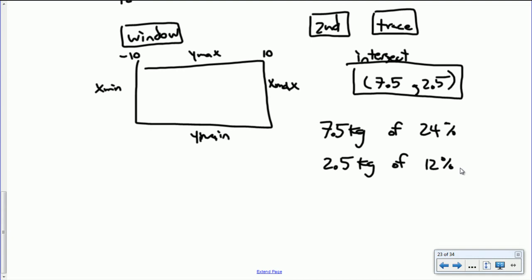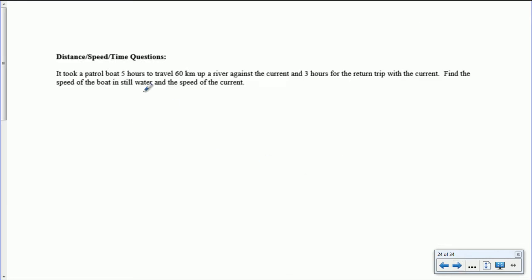And that gets us to a total of 10 kilograms at 21% nitrogen. All right, let's look at a couple more. A patrol boat travels 5 hours, 60 kilometers up a river against the current, and 3 hours for the return trip with the current. Find the speed of the boat in still water and the speed of the current.